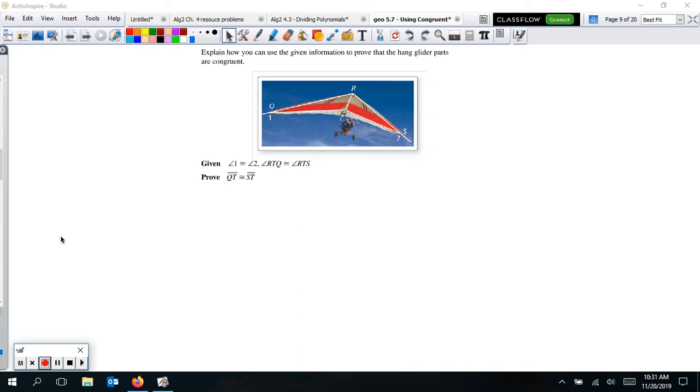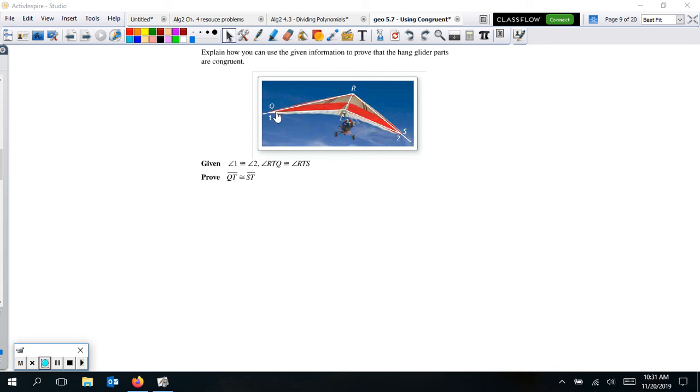All right, so let's check out this problem with the hang glider. You don't need to write this one down. Let's just watch this. This is actually in the book. It says, explain how you can use the given information to prove that the hang glider parts are congruent. We're given that angle 1 is congruent to angle 2, the outside ones, not the inside ones. And angle RTQ is congruent to angle RTS. So RT is here in the middle. We know that on the inside these two angles are congruent, and on the outside these two are congruent.